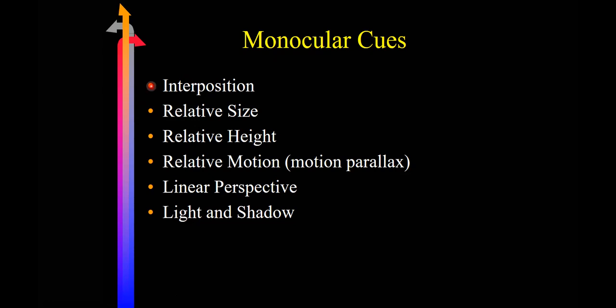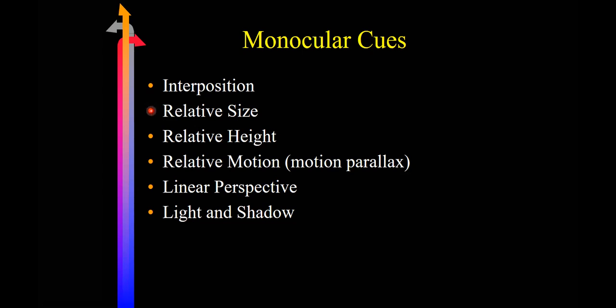So first on our list, interposition. Interposition is where one object blocks another object. We assume that the object that is blocking the other thing is closer. The thing that is being blocked must be further away. And you go, duh, anybody knows that? Well, all you have to know is that's what they call interposition.